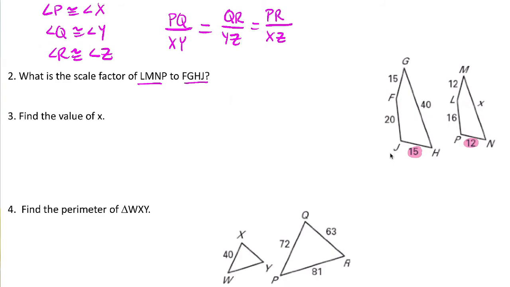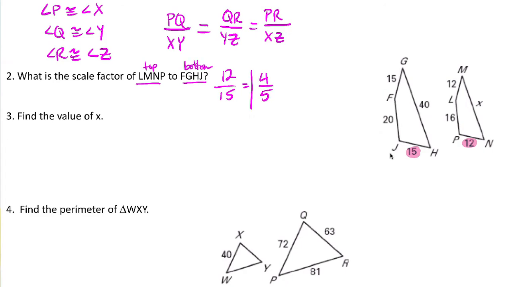The L, M, N, P side needs to be the top number because it was written first, and the other shape on the bottom. So we're going to have 12 over 15, which can reduce by 3, giving us 4/5. The scale factor is 4 to 5, and that represents LMNP to FGHJ.